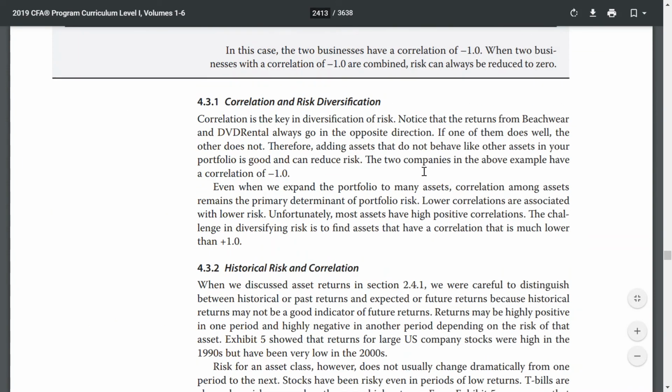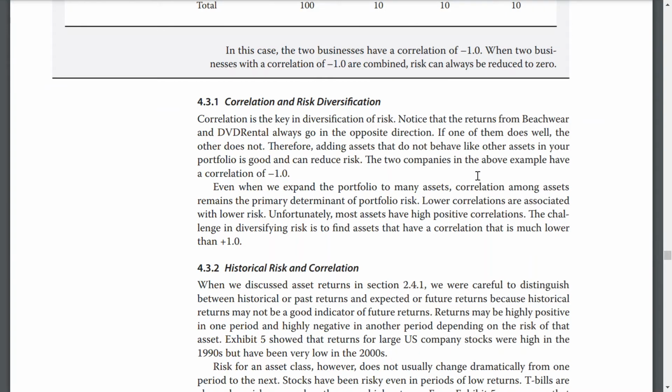Correlation and risk diversification. Correlation is key to diversification of risk. Notice that the returns of beachwear and DVD rental always go in opposite directions. If one of them does well, the other does not. Therefore, adding assets that do not behave like other assets in your portfolio is good and can reduce risk. The two companies in the above examples have a correlation of -1, a perfect negative correlation.